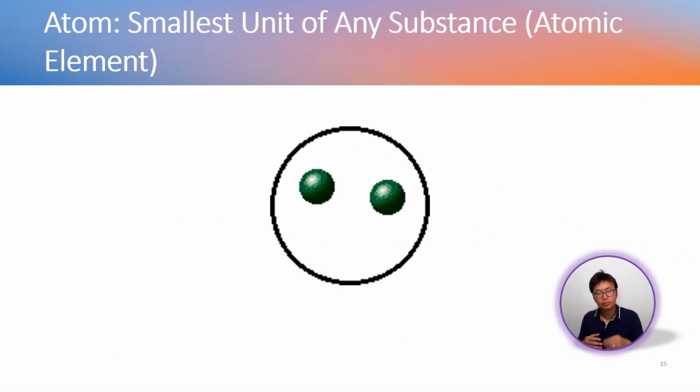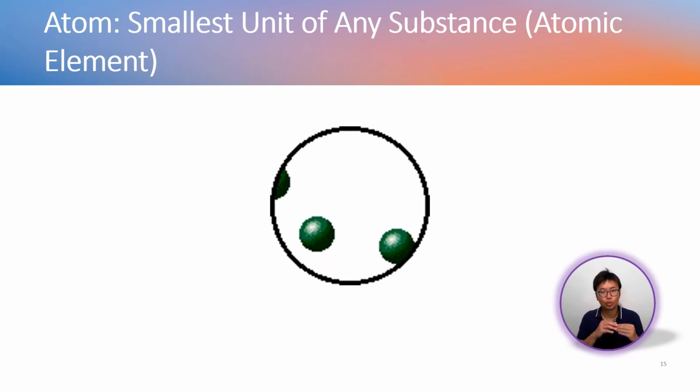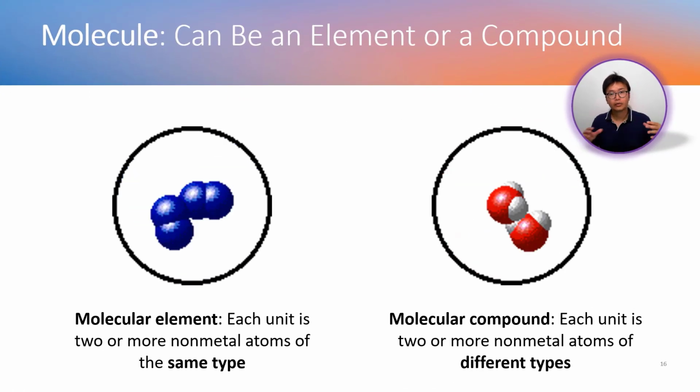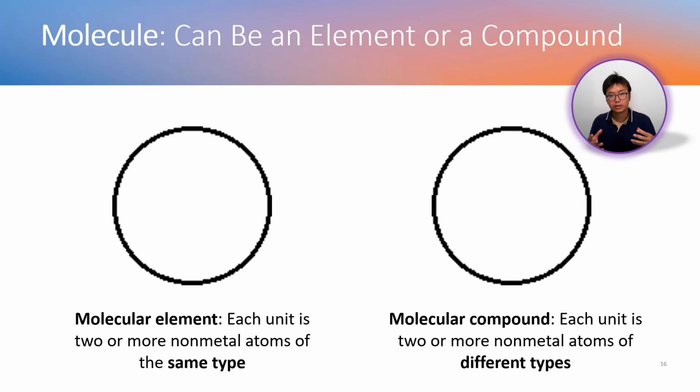Atom is the smallest unit of any substance. So if you have just one type of atom, that will be considered an atomic element. In this animated picture, all you see is green particles, or green atoms, bouncing around. So it's only one type, and they're all individually by themselves. So it's an atomic element.